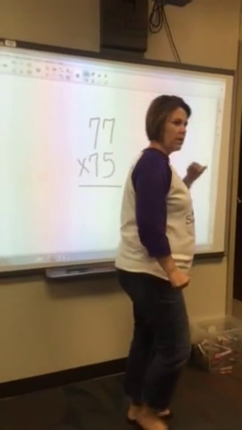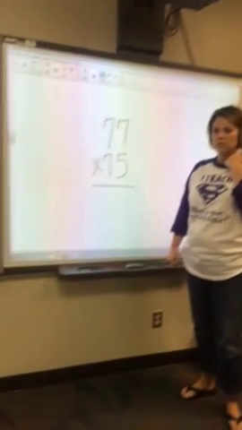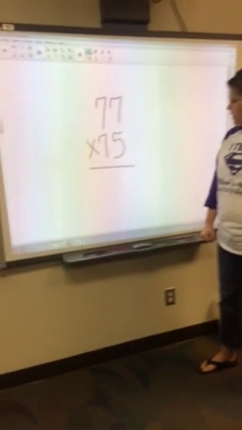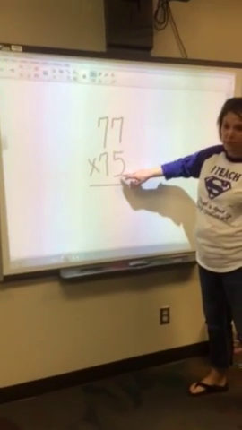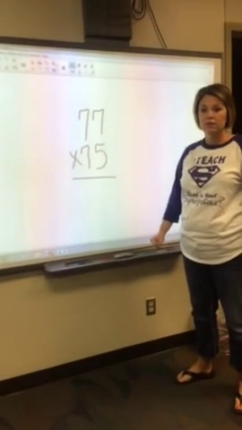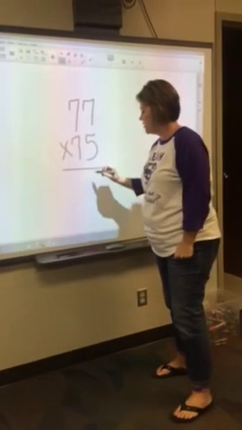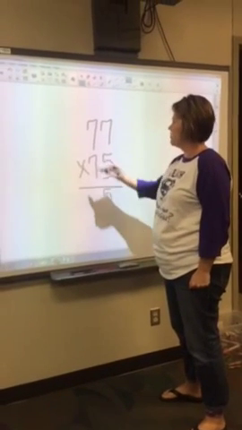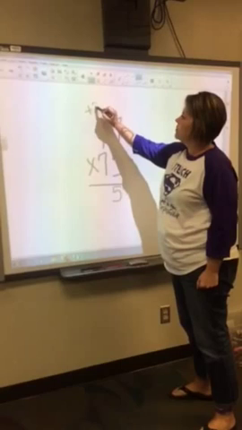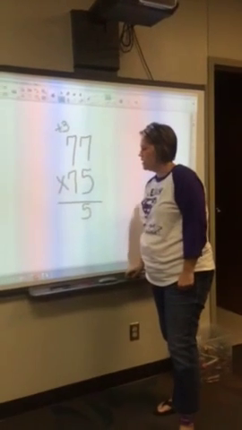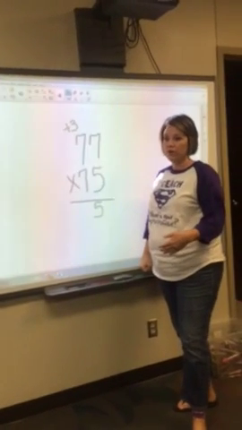What do I need to multiply here? Who can tell me that? 5 times 7. Thank you for saying the bottom number first. 5 times 7 is? 35. What goes down? 5. What goes up? 3. Not just 3? Plus 3. 3 goes up. All right. Now we're ready to move on to our next step.